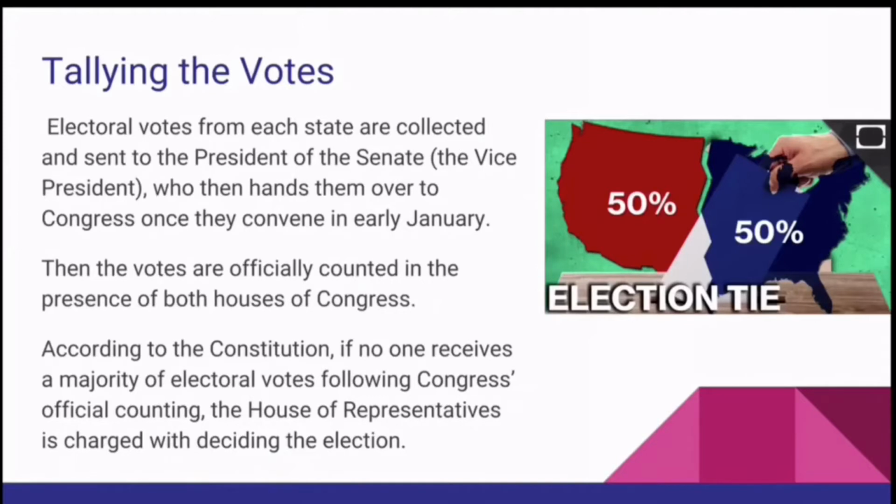According to the Constitution, if no one receives a majority, 51%, of the electoral votes following the official counting, the House of Representatives is in charge of deciding the election. This has happened before, but this is a very, very rare occurrence.